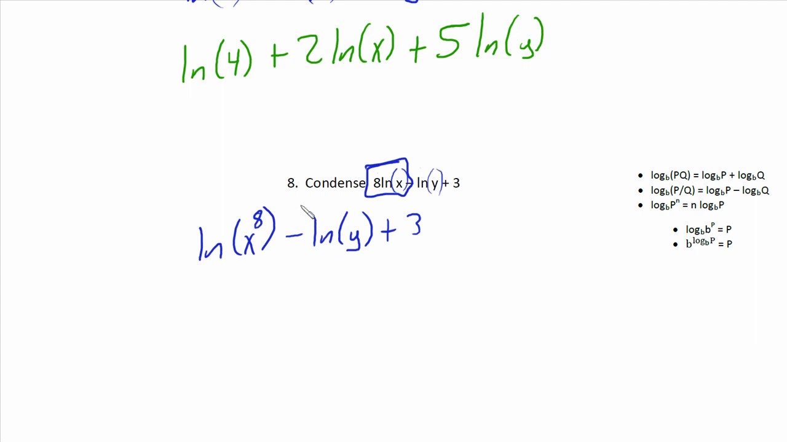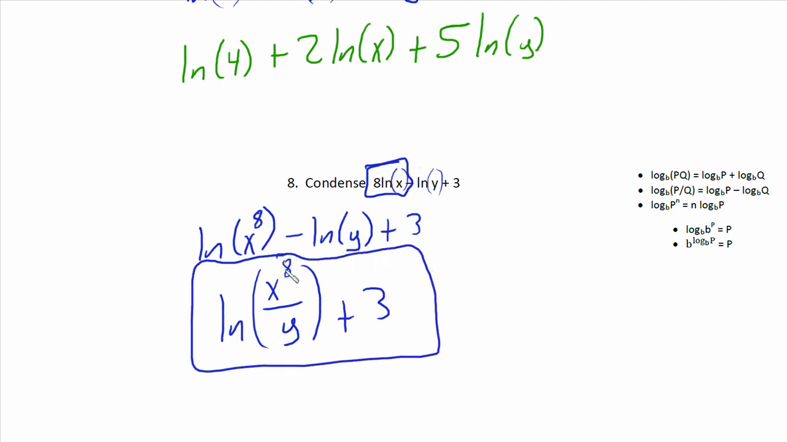Next thing I'm going to do is condense these two down into one logarithm, and subtraction and division go together. So that's this theorem right here. This is going to become the numerator, this is going to become the denominator for our condensed natural logarithm here. So x to the 8th over y is the new argument, that whole thing, and then plus the 3 out to the side, and that will be the final condensed version for number 8.